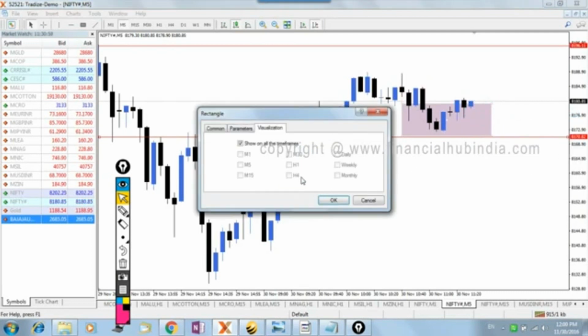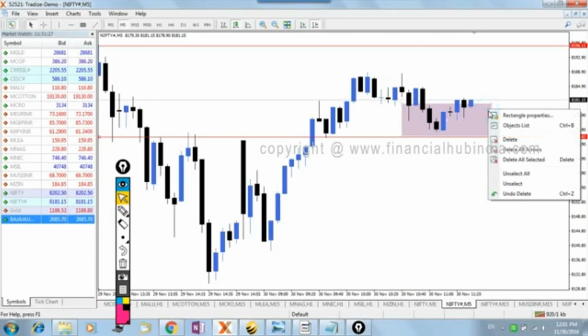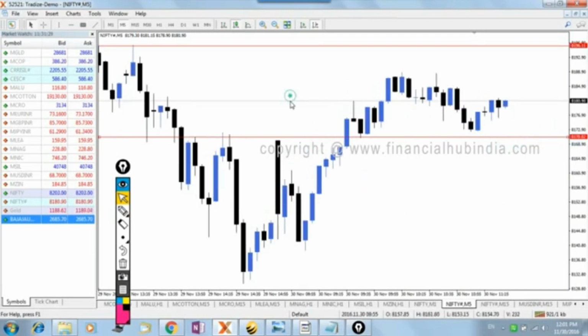Again, you can right click and change the colors here, and also select the time frames you want it to show in. Let's say it's a 5-minute time frame chart, and I just want to show it in 5 minutes, not in other time frames. If you click show in all time frames, whichever time frame you go to, you will see this mark. If you choose a particular time frame, it will show in that time frame only, right? Okay, so I want to delete this.